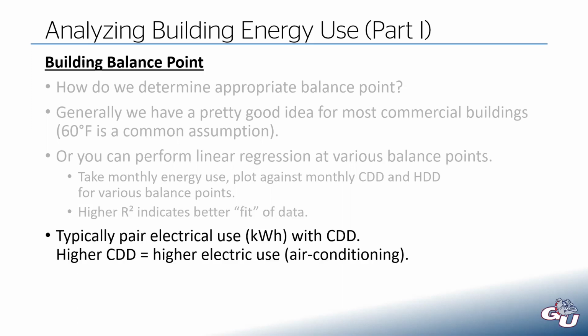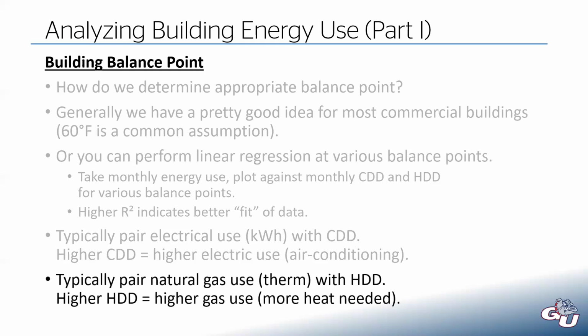Typically, we need to pair our electrical use with cooling degree days because we know that higher cooling degree days means higher electric use due to air conditioning. And then we typically pair our natural gas use with heating degree days because higher heating degree days means we need more heat, which means more gas use. We don't typically use gas in air conditioning, so it doesn't make sense to pair cooling degree days with gas. And we don't typically use electricity for heating. Well, we do, but it's not as common.